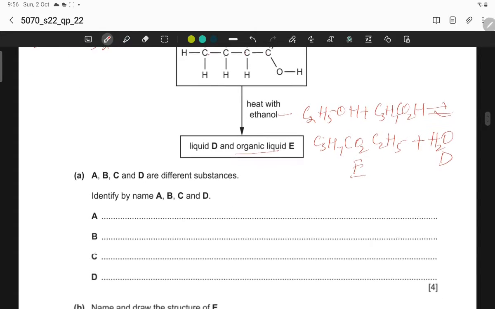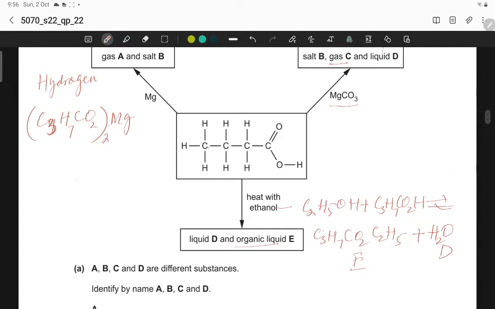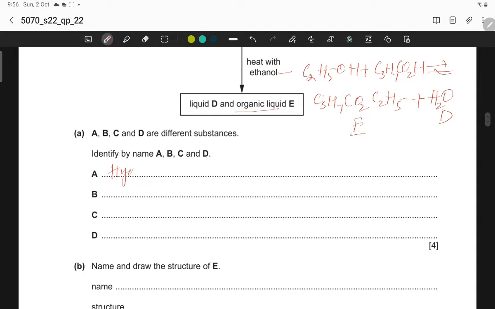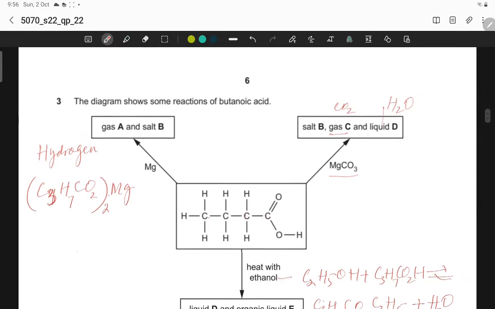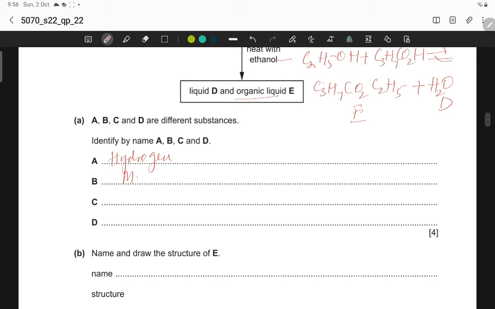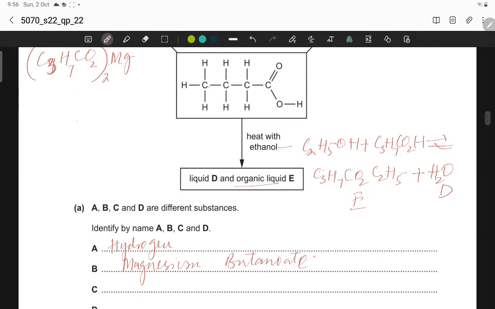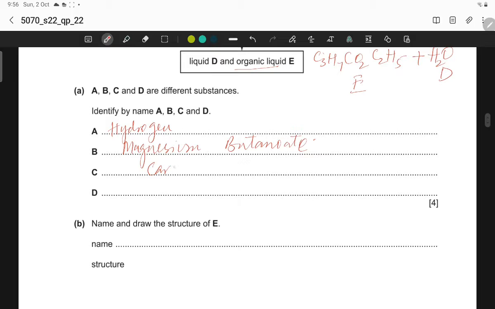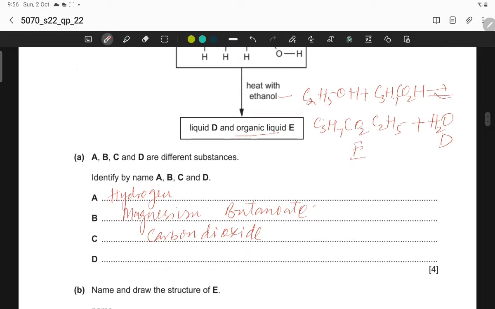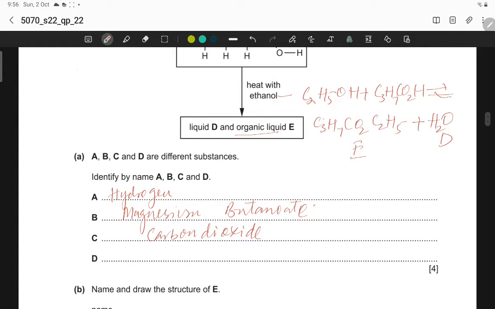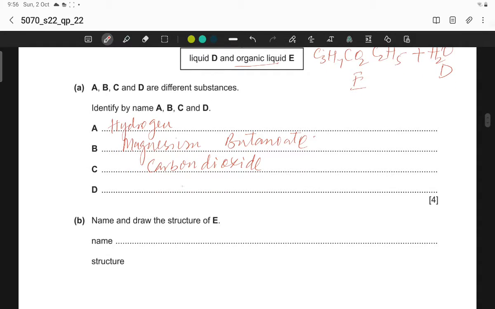So, identify the names of A, B, C, D. A is hydrogen. B is magnesium butanoate. C is carbon dioxide. And D is water.